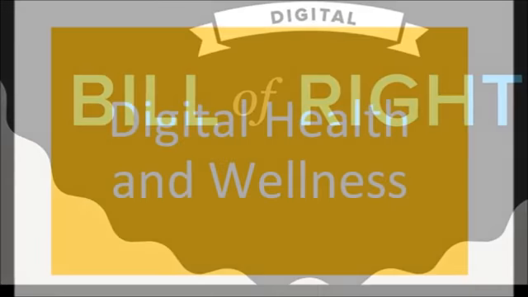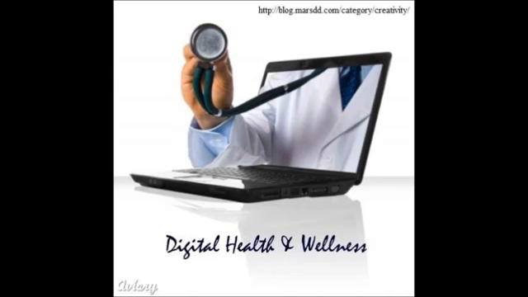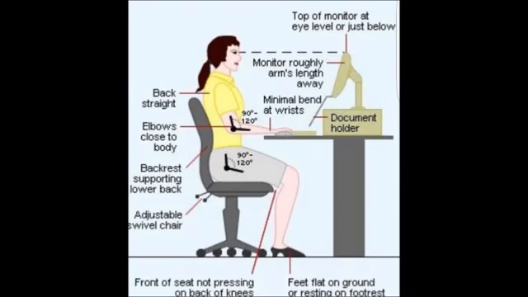The eighth element of digital citizenship is digital health and wellness. It entails physical and psychological well-being in a digital technology world. Examples of health issues that can be discussed in this element are eye safety, repetitive stress syndrome, and sound ergonomic practices, which are issues that need to be addressed in a new technological world.